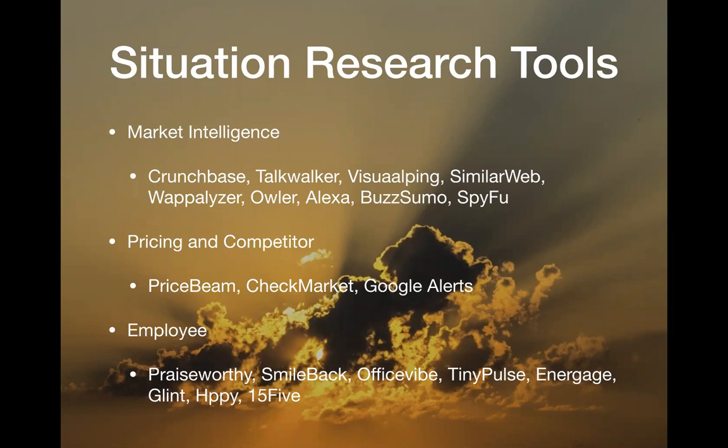Pricing and competitor research tools, certainly things at a very, very simple level like Google Alerts, because Google Alerts allows you to track competitors, very much trend and insight watching, listening to the market. Pricing research tools can include things like Pricebeam and Checkmarket, which give a more holistic view over how your market is set up and how pricing appears right across your marketplace.